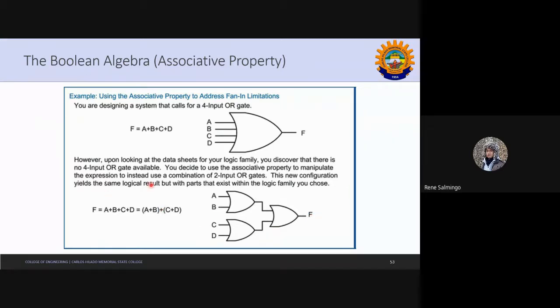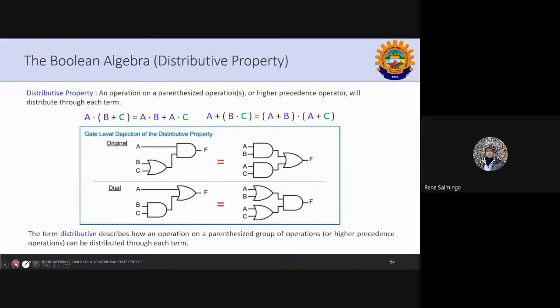So that's how you simplify. This is the simplification, but also this is your logic diagram that you created from the 4 input logic gate. Now we also have one of the famous ones: the distributive property.